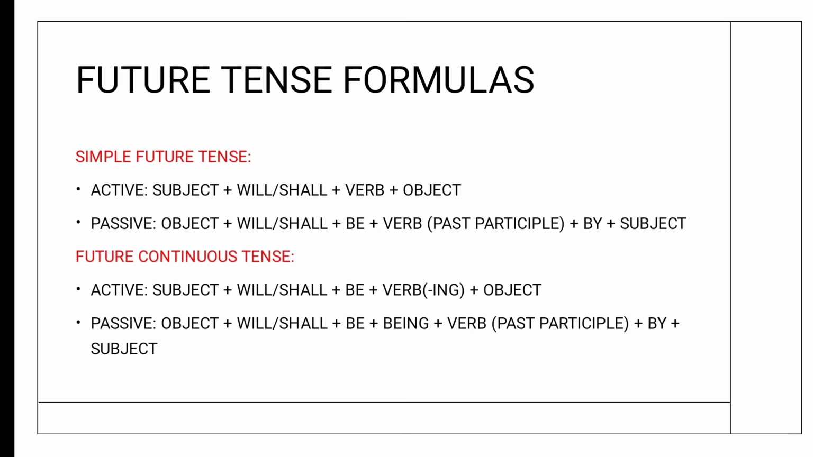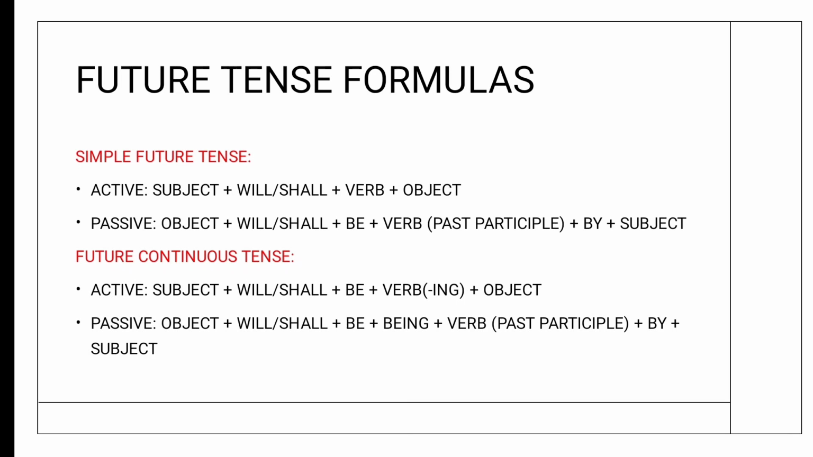So first one, simple future. We know the formula of simple future is subject plus will or shall plus V1 plus object. Why V1 in the future? Because it has not happened yet. It has not happened in the past. It is going to happen in the future. It is not completed. That's why we are using V1. Remember, whenever you're talking about a thing which is not completed, or you are not aware whether it happened or not, you have to use the V1 form of the verb.